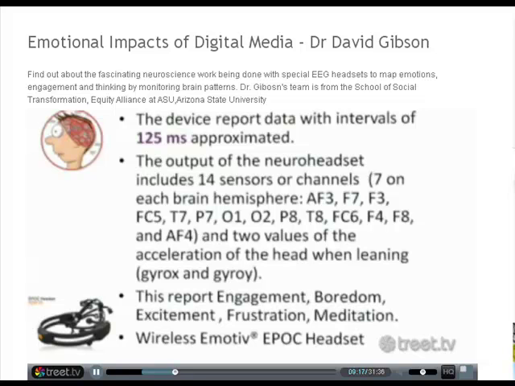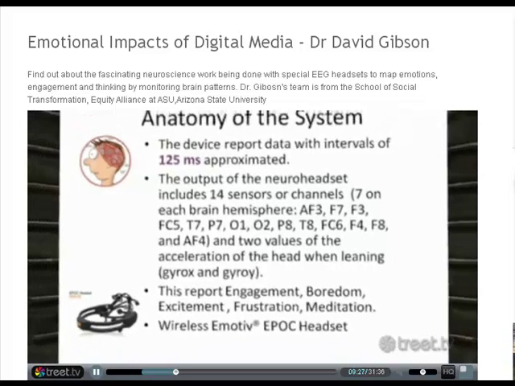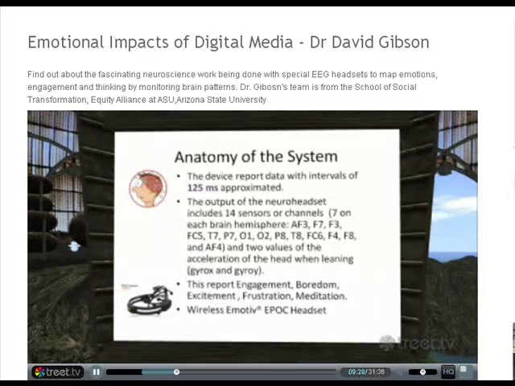Continuing now with the anatomy of this system, we gather about 125 frames per second on the average for all of the different forms of data. This gives us a lot of different kinds of output and, of course, a lot of data per second. And we are able to report on engagement, boredom, excitement, frustration, meditation, all through the wireless Emotiv headset.